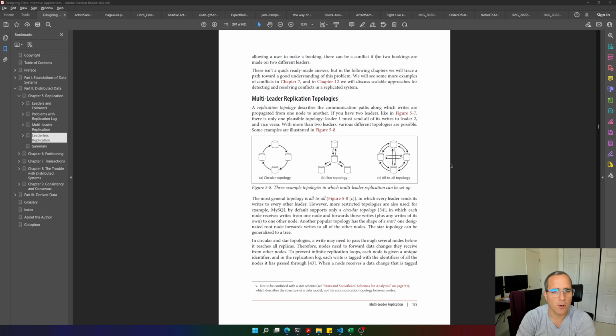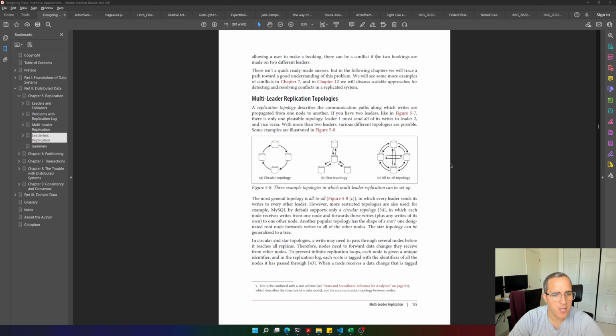The most general topology is all-to-all, in which every leader sends its writes to every other leader. However, more restricted topologies are also used. For example, MySQL by default supports only a circular topology, in which each node receives writes from one node and forwards those writes, plus any writes of its own, to one other node.